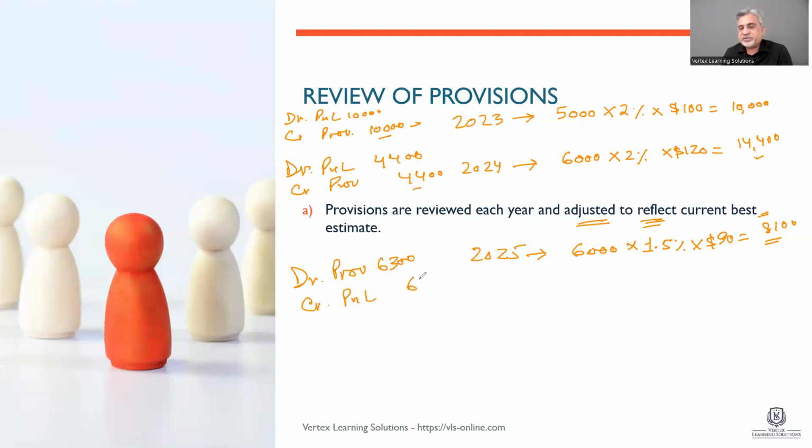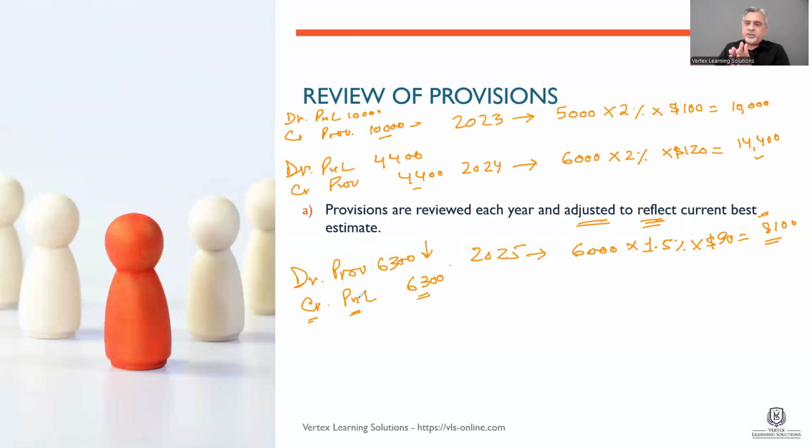So what is this transaction going to do? This transaction is going to decrease your provision amount in your balance sheet, and this is going to take a credit in the income statement, and it is actually going to increase the profit in the statement of profit and loss, because you are crediting the P&L. When you credit the P&L, your profit is increased. Okay, so this is how you keep on reviewing.